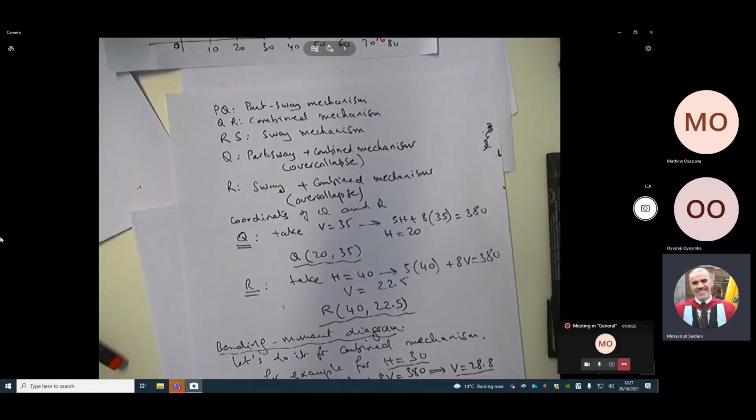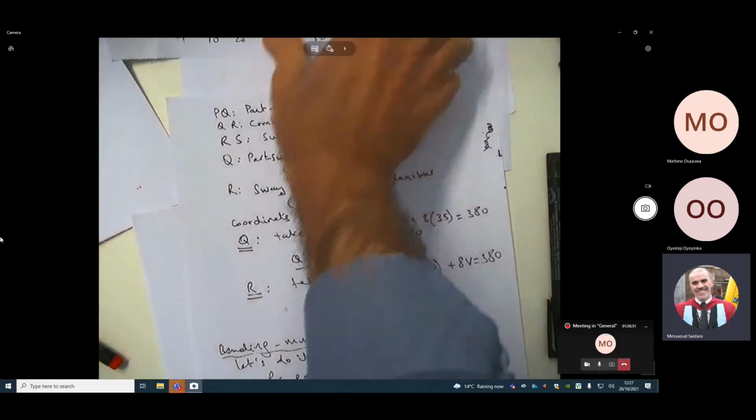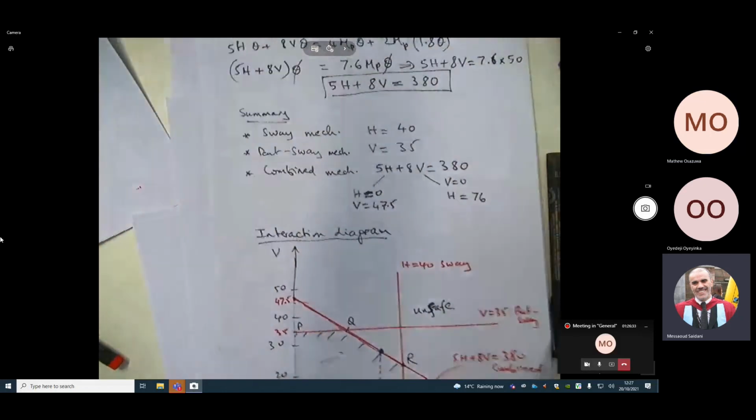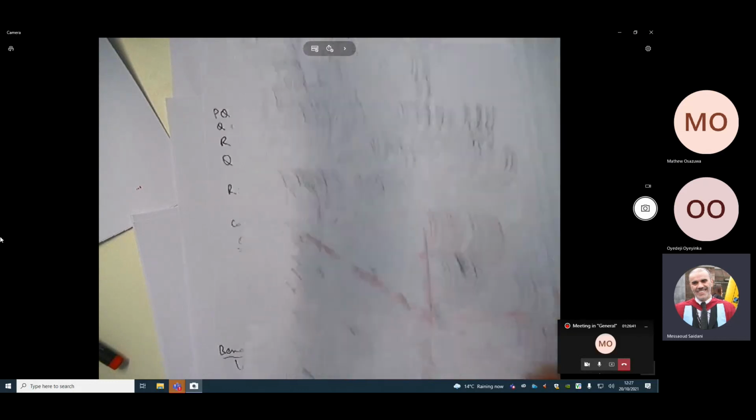So this load combination of H and V will give me a combined mechanism, definitely, for the interaction diagram. So I'm going to plot the bending moment diagram for this collapse mechanism. And you can do it for any collapse mechanism here. You can take any load combination, go back to the combined mechanism in question, and plot the bending moment diagram. Is that clear?